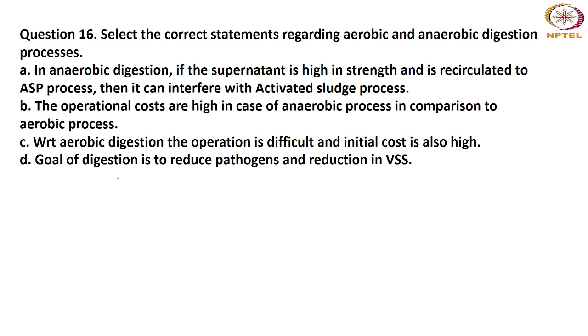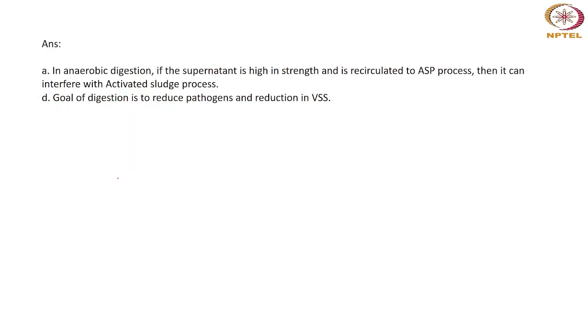Next question, select the correct statements regarding aerobic and anaerobic digestion process. Okay, so the correct answers are A and D. In anaerobic digestion, if the supernatant is high in strength and it is recirculated to the ASP process, then it can interfere with the activated sludge process, and the goal of the digestion is to reduce pathogens and reduction in VSS.